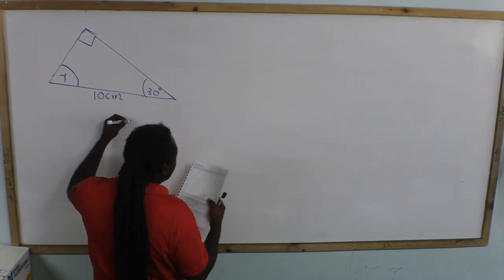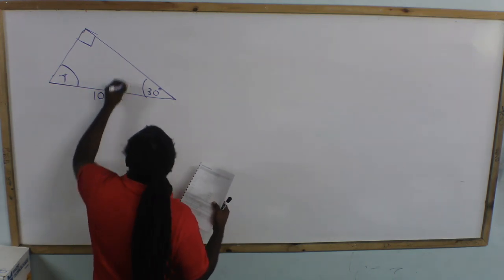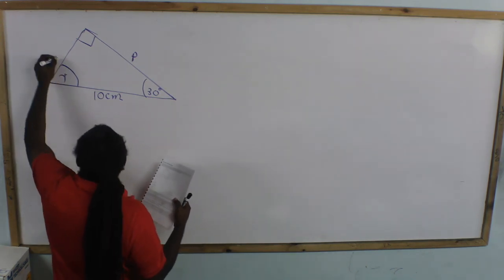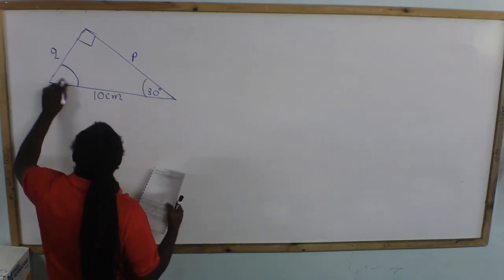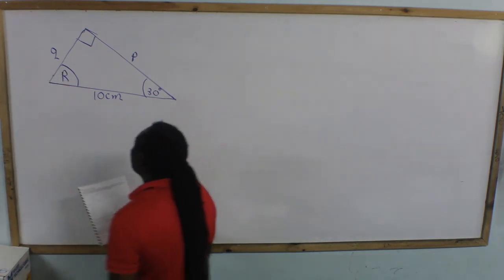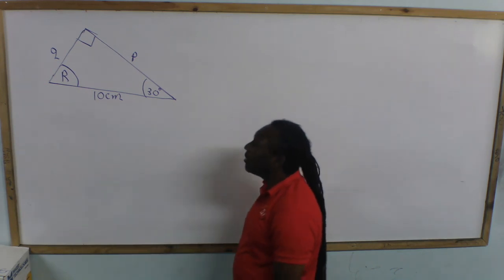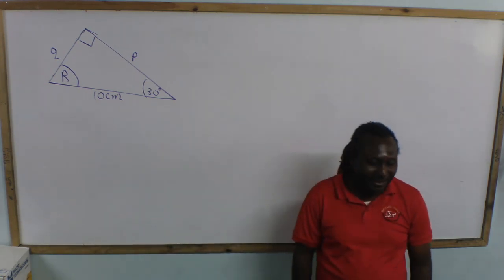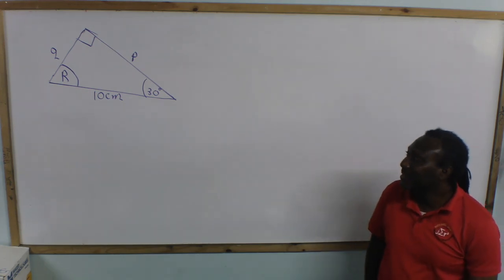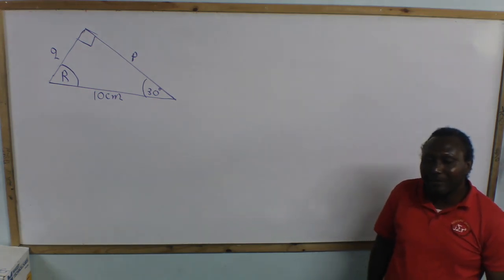10 centimeters for the hypotenuse. P and Q. It really should be capital R. Find all of the what? Missing what? Sides and angles.